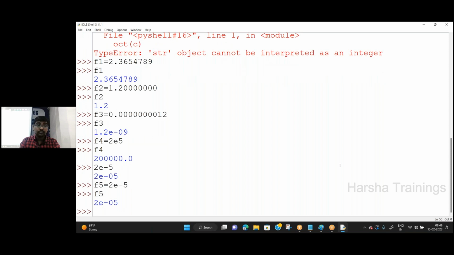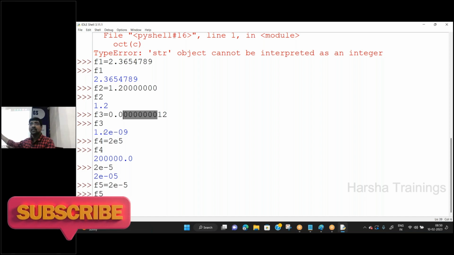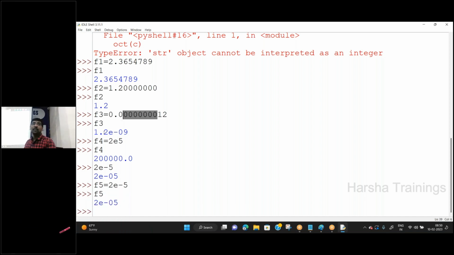F5, it does not take this form. Why? Because this is a small number. Generally, if the complexity increases, then it will take it. Or else take this one. How many zeros? 1, 2, 3, 4, 5, 6, 7, 8. 8 zeros. Here I have given the value 0.9. Already the number is 1.2, already 1 point is there. Yes or no? 8 zeros followed by this one.